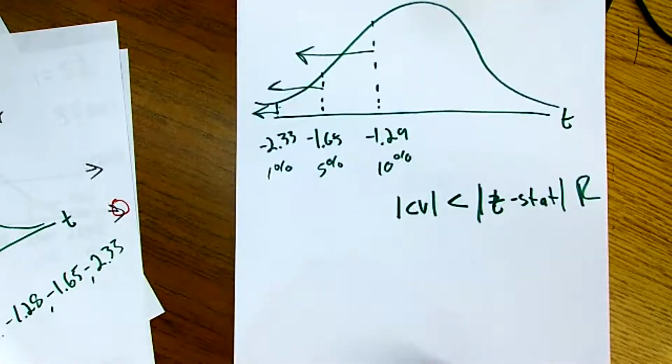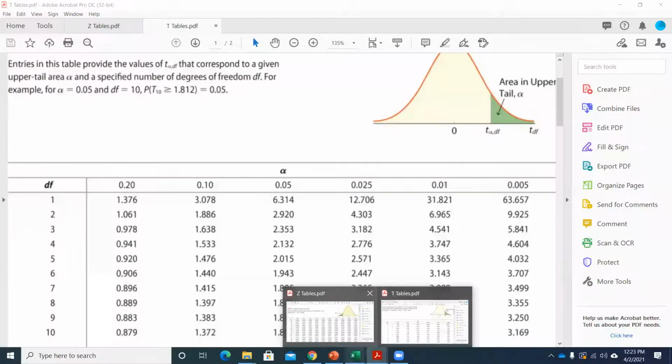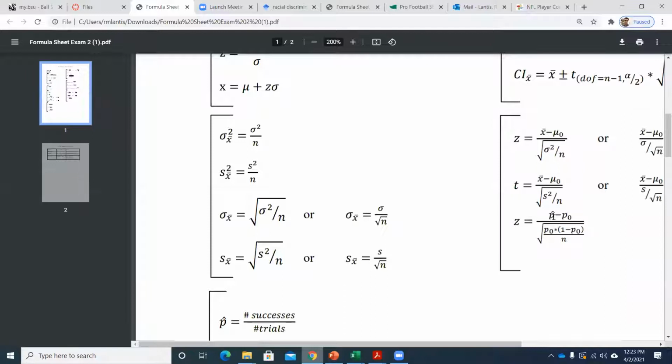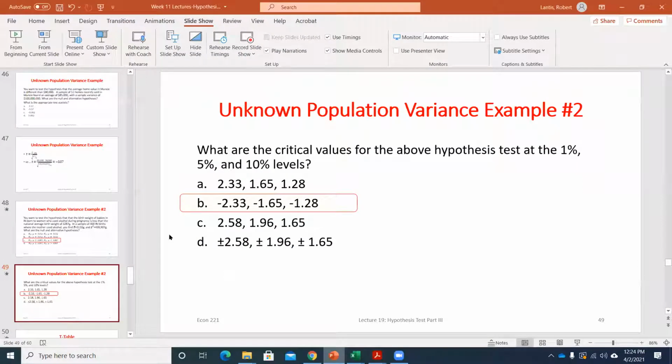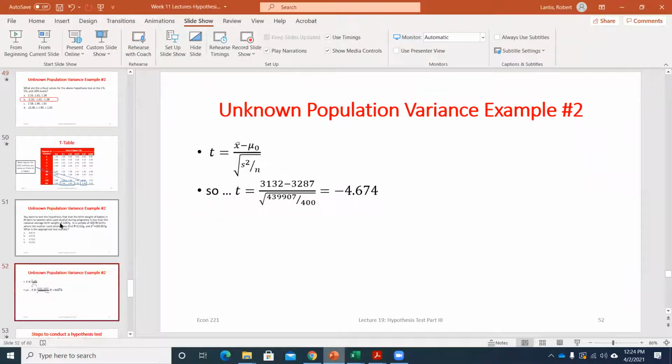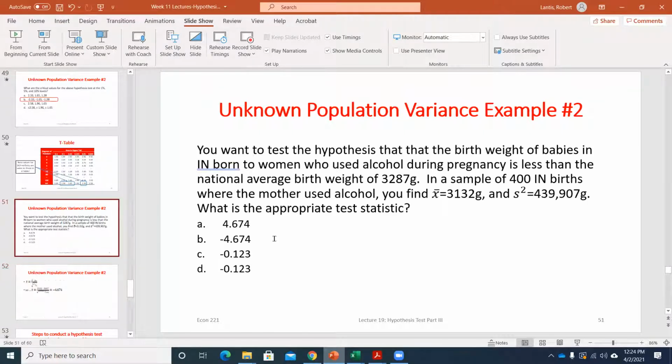At this point, I can use the formula sheet as a reminder that my test statistic equation is right here. I'll plug in my sample mean, my assumed true mean, my sample variance, and my sample size. If I just plug those in, I get negative 4.6. First of all, looking at these possible answers, the sample mean that I found was below the assumed true mean, so I know that I'm going to have a negative test statistic.